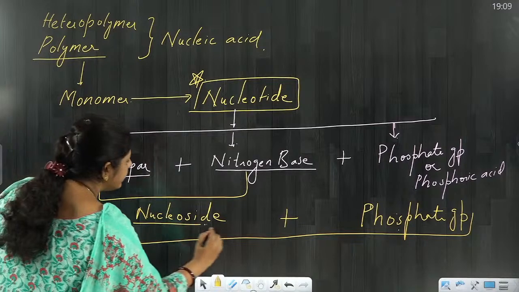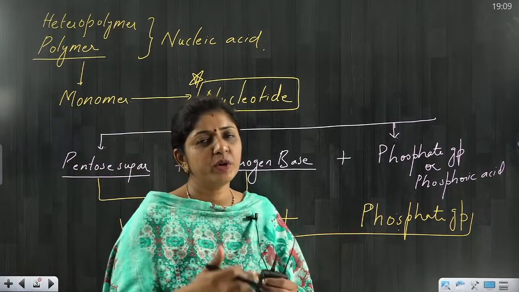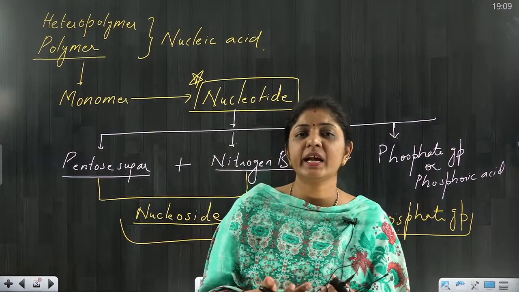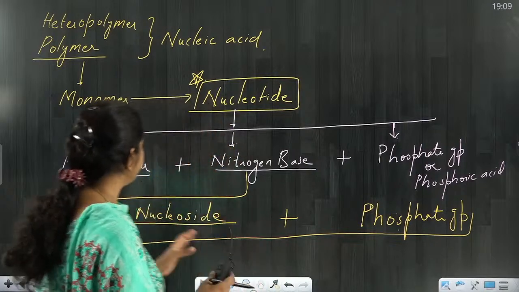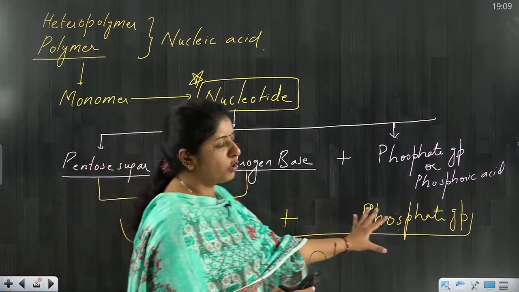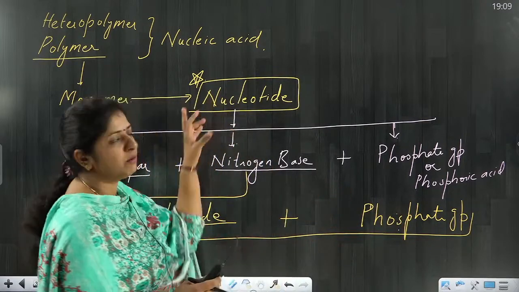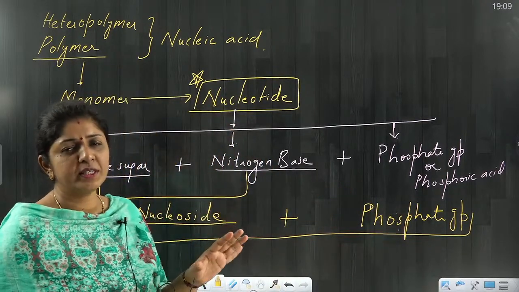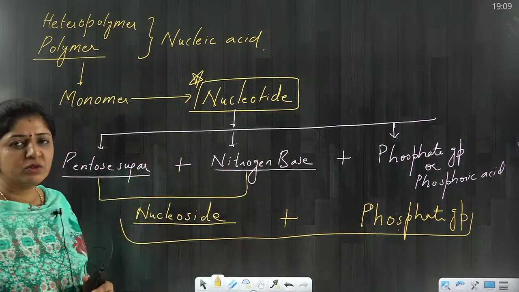Don't say that nucleoside is a monomer. This is very important. Sometimes students make the mistake of saying that nucleoside is a monomer of nucleic acid. It is not like that. Nucleoside, when bonded with the phosphate group, the phosphoric acid, forms one monomer, which you call a nucleotide. Now let's take all the components one by one.